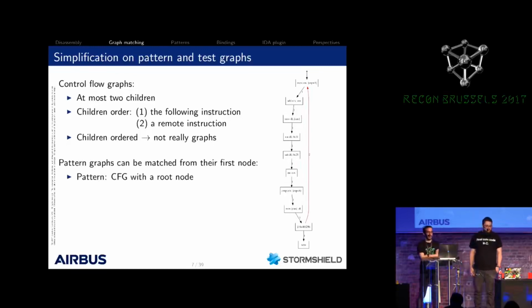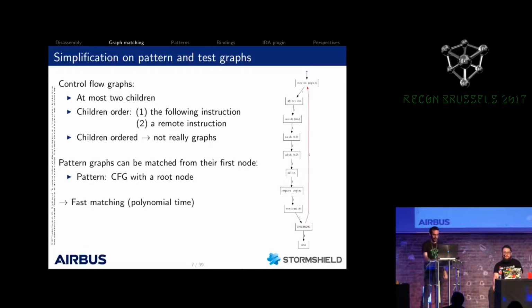The other thing we can say is about patterns. I talked about control flow graphs in general, but patterns are specific. As we saw earlier, it's easier to match them from their first node. So we will force that every pattern has a first node, a root node from which every other node of the graph can be reached. In the example on the right, our pattern for backspace, you have the first node on the top, which is a root node, because from it you can reach every other node. So with this restriction, we will have fast matching.